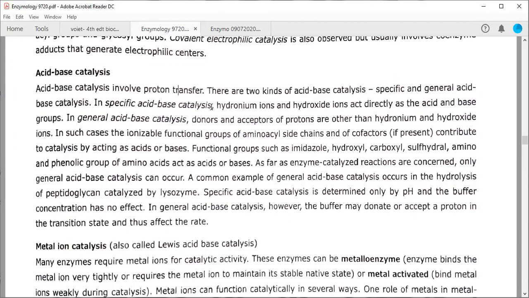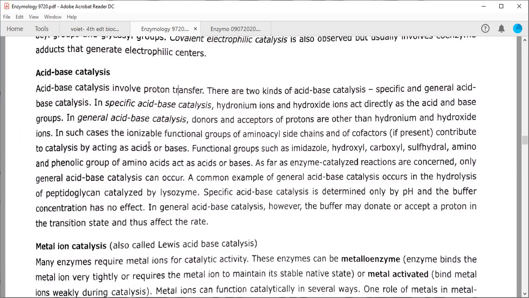In specific acid-base catalysis, hydronium ions or hydroxide ions, which are H positive and OH negative respectively, act directly; H positive is an acid, OH negative is a base. These groups are used in general acid-base catalysis: donors and acceptors of protons other than the hydronium and hydroxide ions. So in specific, the hydronium and hydroxide ions are used as acid or base groups, whereas in general, they are some different molecules. Mostly they are ionizable functional groups of amino acid side chains in the protein or enzyme itself, or cofactors.